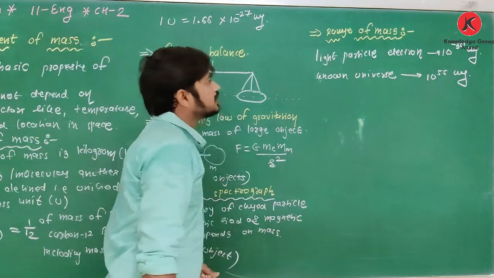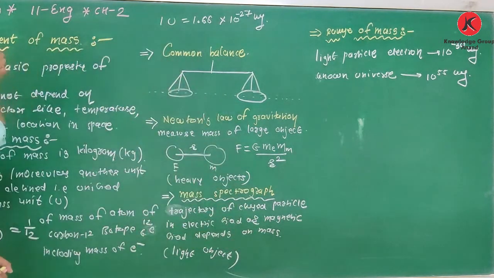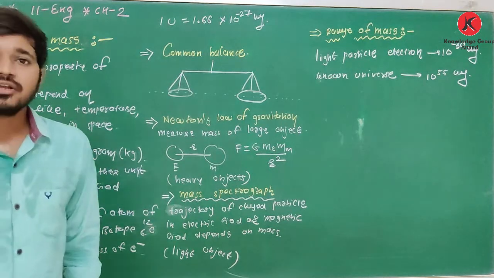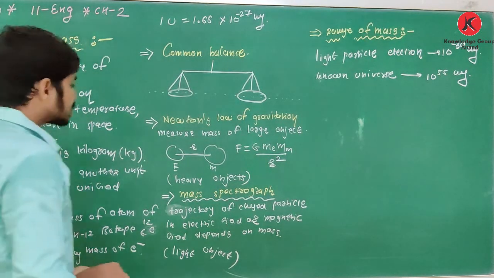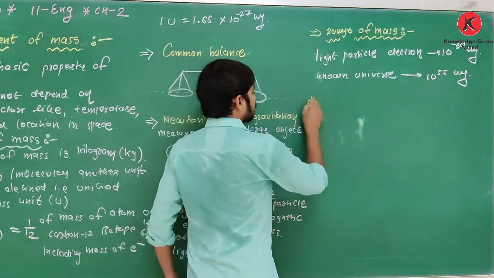And it is about range of mass. Clear about this? So yes, with this, measurement of mass is over. Now the next quantity is measurement of time.